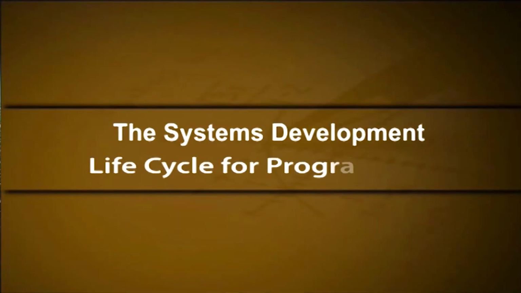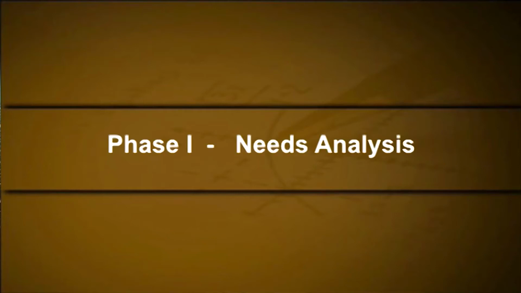The system development life cycle for programming. Programs are the fundamental units of information systems. To create software products, programmers follow a series of processes or a life cycle. Phase 1, needs analysis. After the problem is identified and understood, the programmer checks the program design to see what the user needs the program to do. Before beginning the design, the programmer has to determine the program's starting and stopping points.